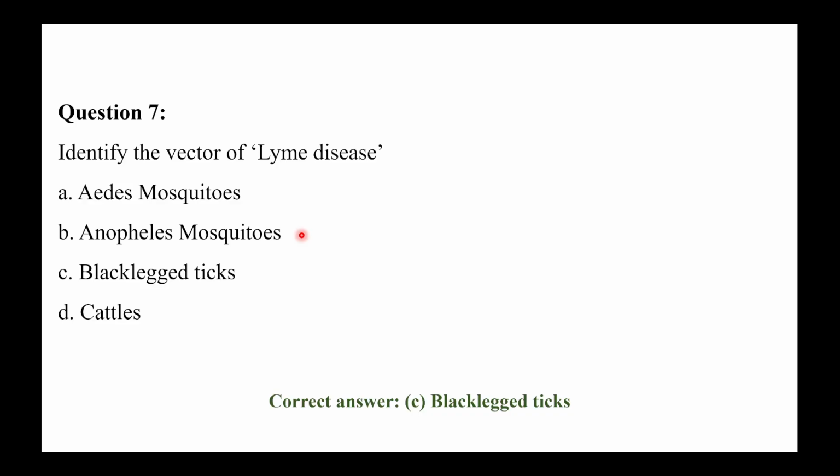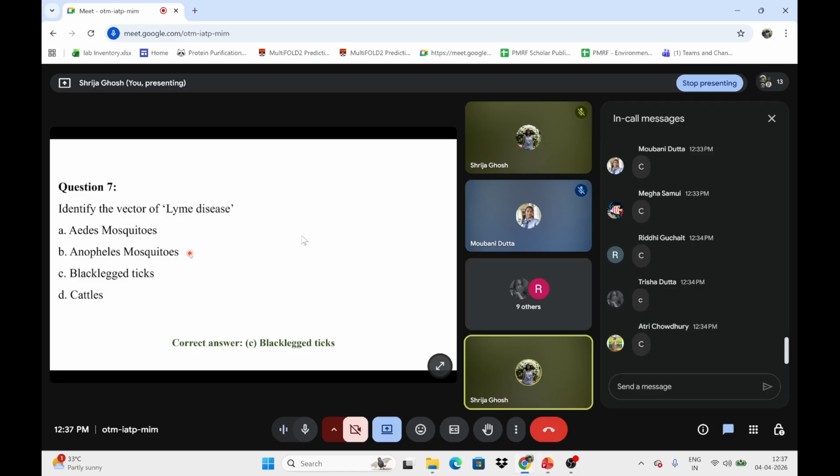Same goes for Aedes mosquitoes. Aedes mosquitoes carry the dengue virus. So when these mosquitoes bite, the virus directly enters our bloodstream. Okay, so Aedes mosquito, Anopheles mosquito, and black-legged ticks are all vectors of certain diseases. So the black-legged tick is the vector of Lyme disease. That's clear?